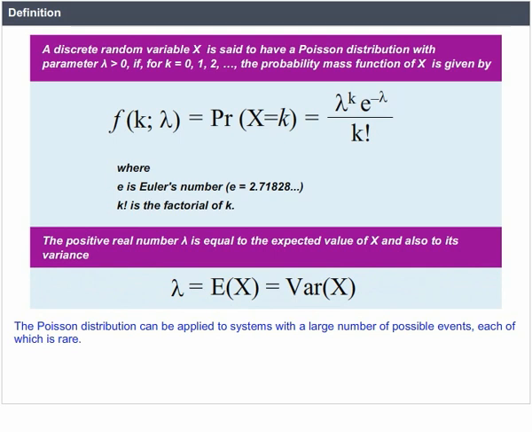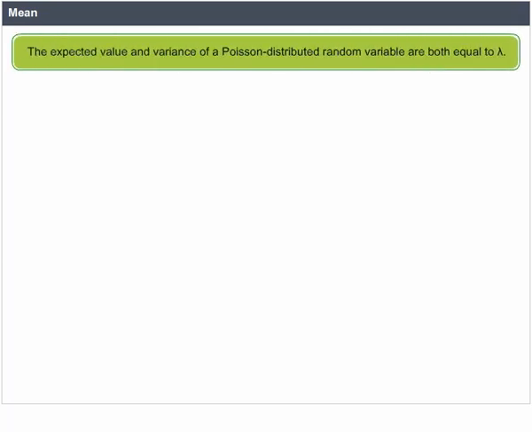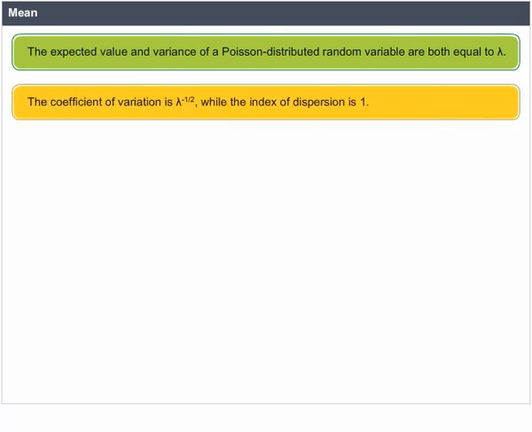How many such events will occur during a fixed time interval? Under the right circumstances, this is a random number with the Poisson distribution. Mean. The expected value and variance of a Poisson distributed random variable are both equal to lambda. The coefficient of variation is lambda to the power minus 1/2, while the index of dispersion is 1.